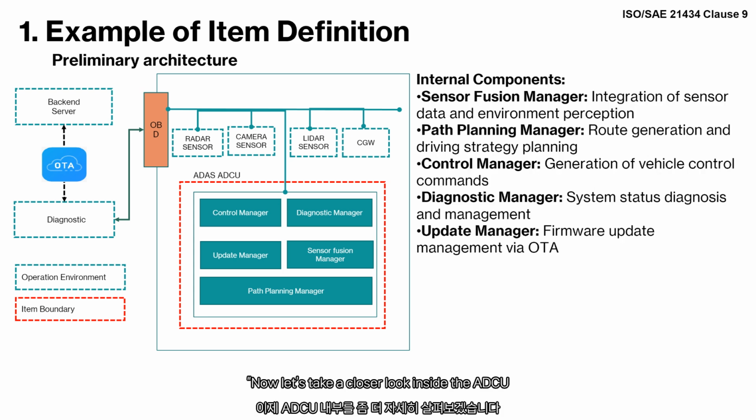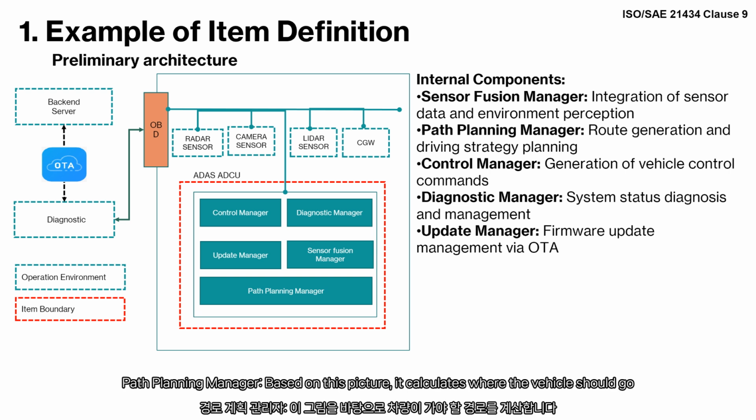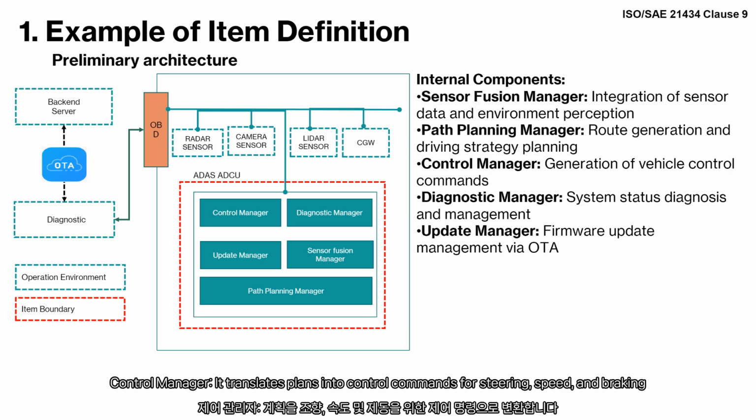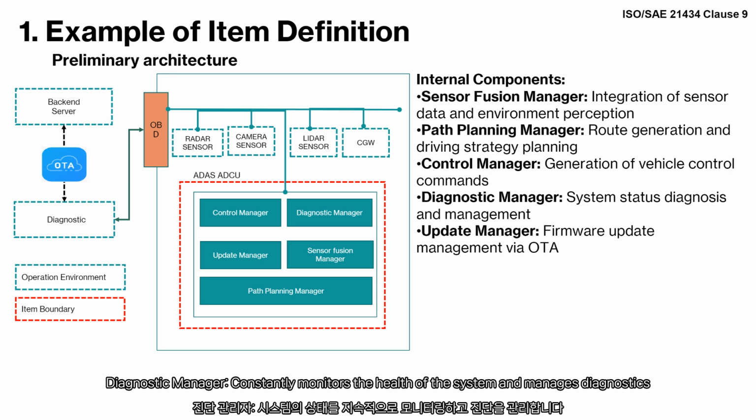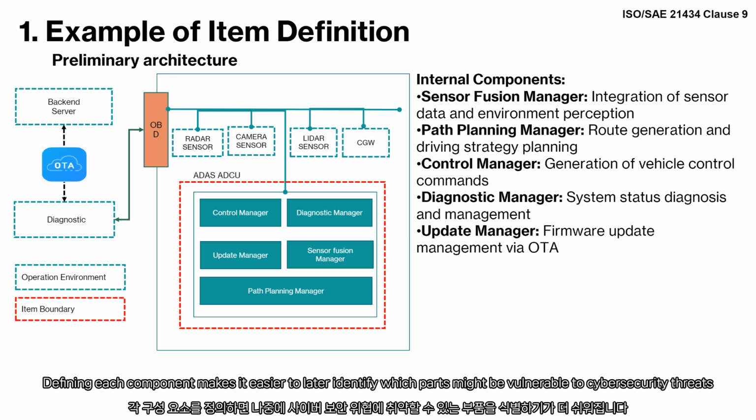Now let's take a closer look inside the ADCU. It consists of 5 main software components. Sensor Fusion Manager: this combines data from multiple sensors to create a complete picture of the surrounding environment. Path Planning Manager: based on this picture, it calculates where the vehicle should go. Control Manager: it translates plans into control commands for steering, speed, and braking. Diagnostic Manager constantly monitors the health of the system and manages diagnostics. Update Manager handles firmware updates via over-the-air, OTA, communication. Defining each component makes it easier to later identify which parts might be vulnerable to cybersecurity threats.